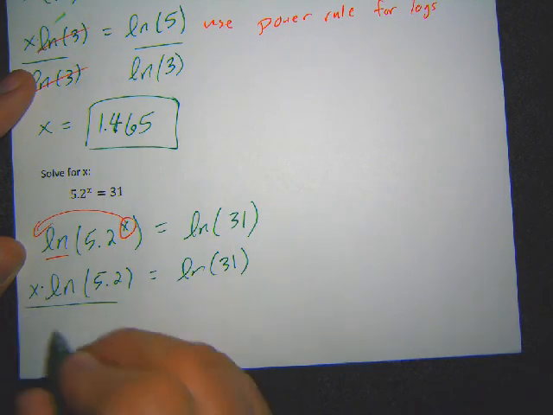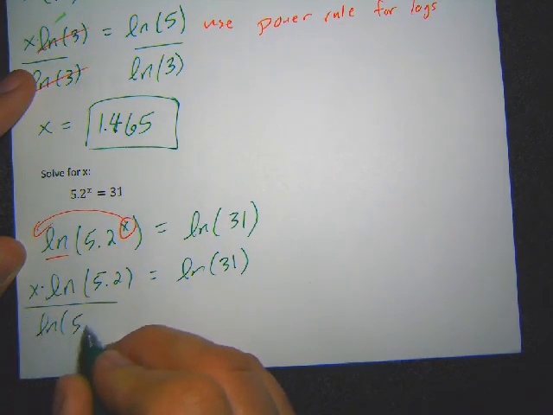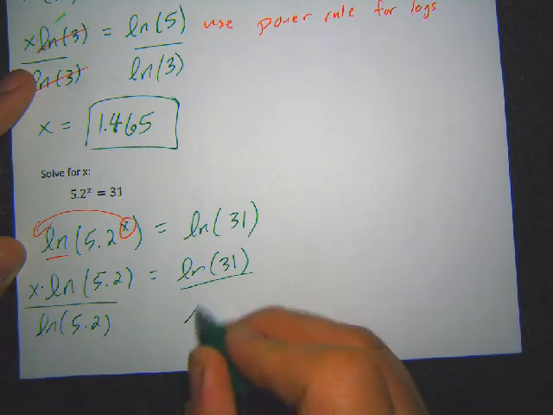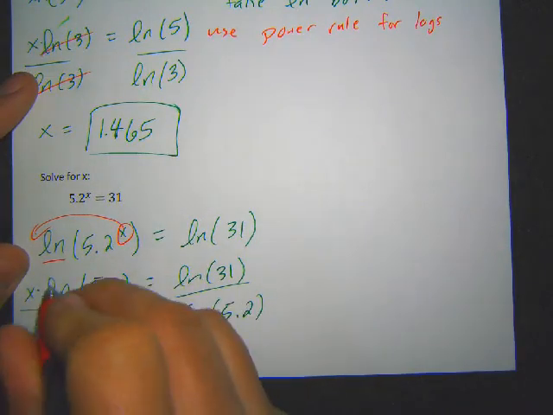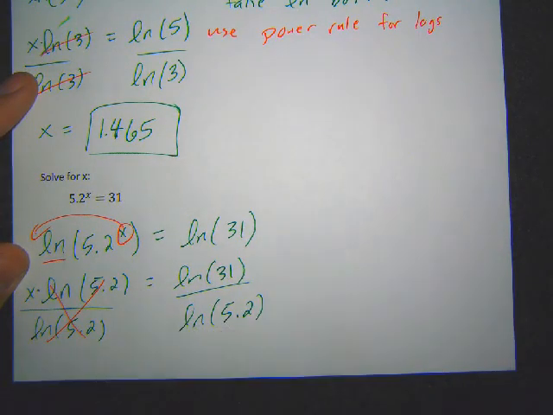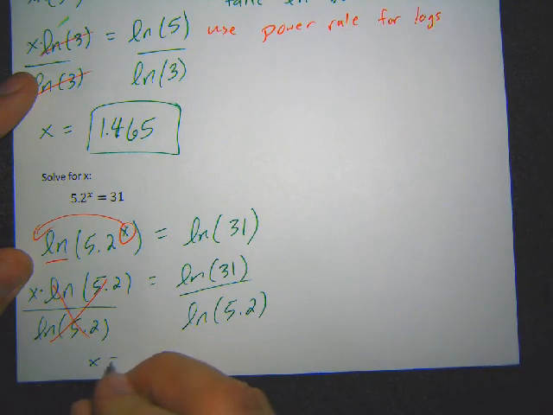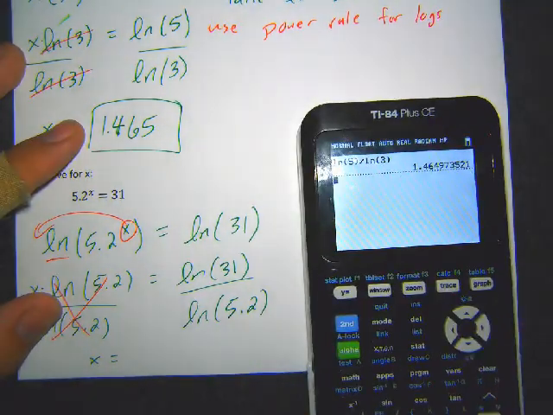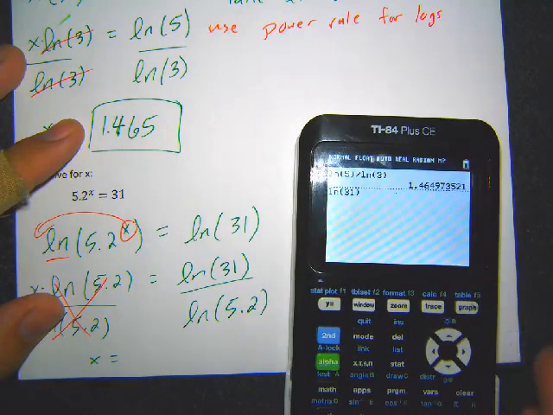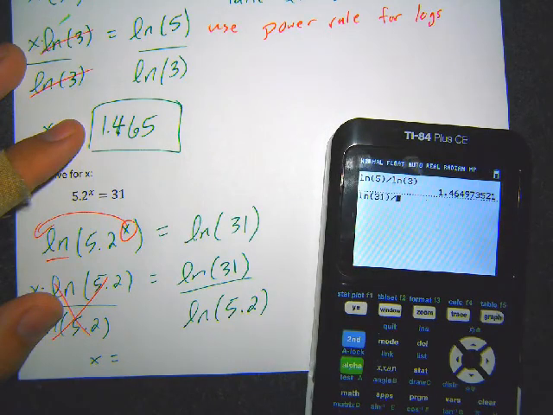We can undo multiplication, divide by the entire natural log of 5.2. I can do that to both sides. So it cancels this whole thing, and we get x by itself, and it's equal to whatever natural log of 31 over natural log of 5.2 is. So I'm going to type in natural log 31, close it off, divide that by natural log of 5.2. And it gets this answer. So it's 2.083.